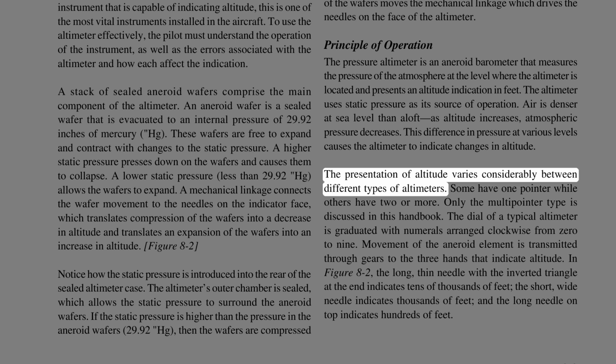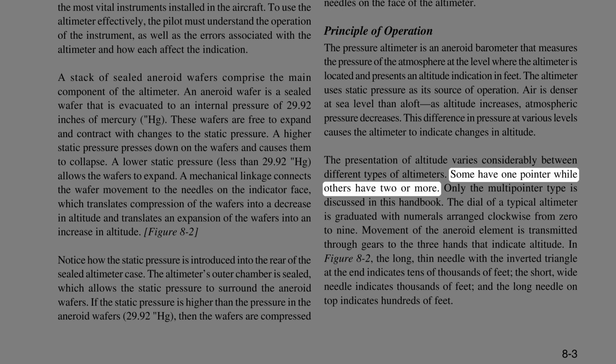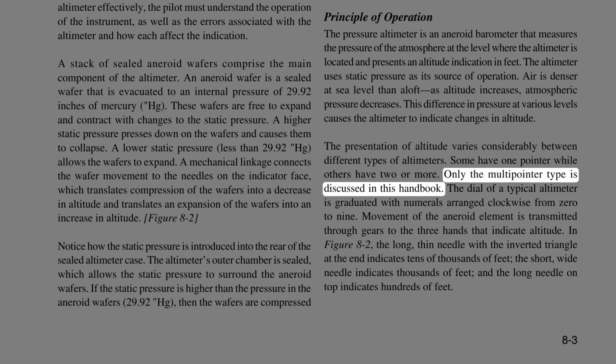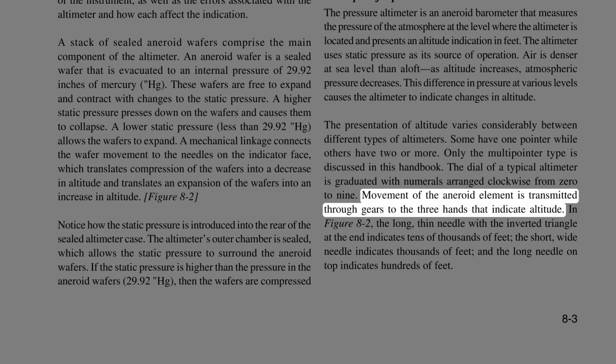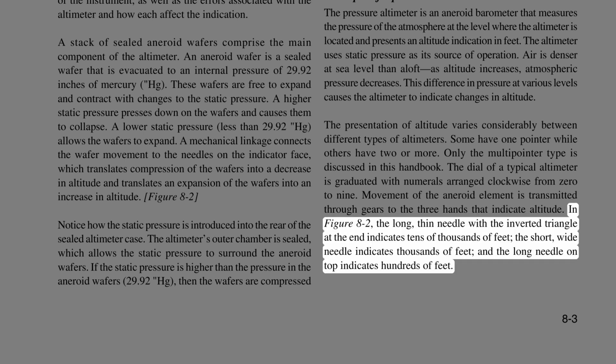The presentation of altitude varies considerably between different types of altimeters. Some have one pointer while others have two or more. Only the multi-pointer type is discussed in this handbook. The dial of a typical altimeter is graduated with numerals arranged clockwise from 0 to 9. Movement of the aneroid element is transmitted through gears to the three hands that indicate altitude. In Figure 8-2, the long, thin needle with the inverted triangle at the end indicates tens of thousands of feet. The short, wide needle indicates thousands of feet, and the long needle on top indicates hundreds of feet.